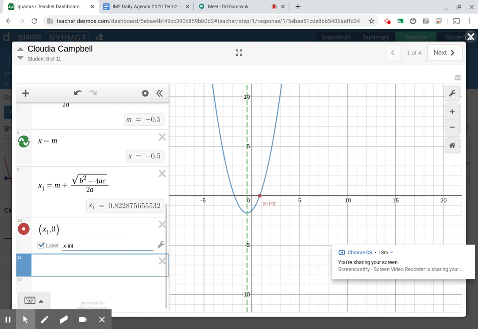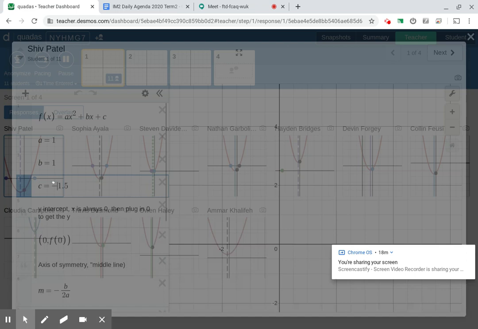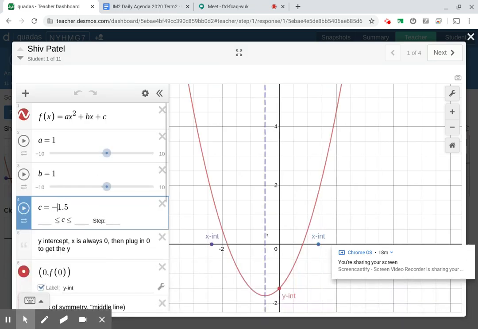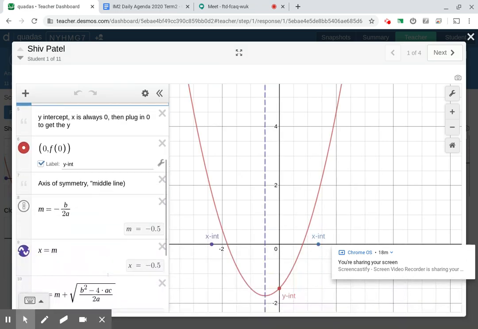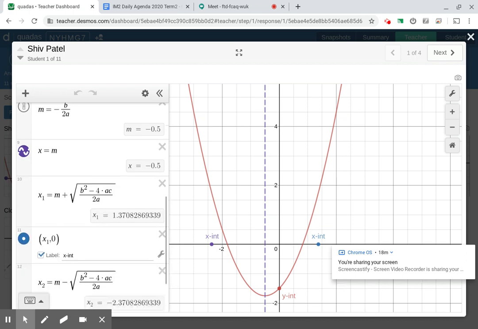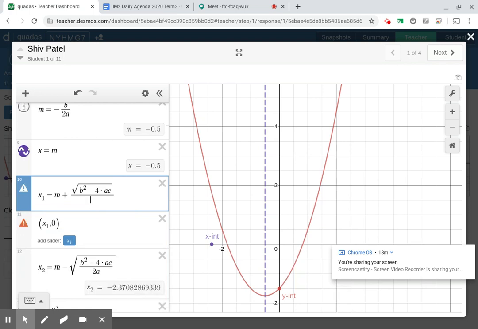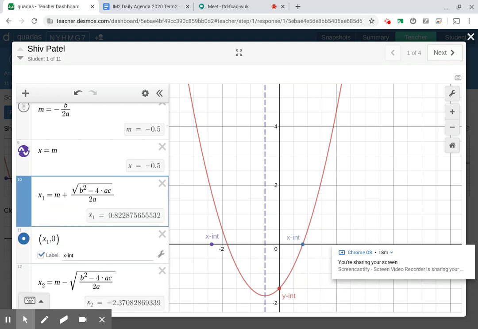Okay, let me take a peek at other people's. Let's see, Shiv. Your x-intercepts are in the wrong spot. Let's look at your equation. Shiv, the 2a is not inside the square root. You need to get that 2a out of the square root by first erasing it, then press the right arrow once, and then put divide by 2a. Can you try that?